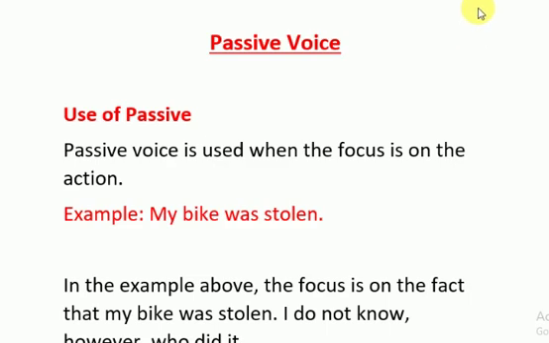So, what do you know about passive voice? We use it when we focus on the action, not the doer. Okay? So, here is an example. My bike was stolen. Did we mention here who stole the bike? No, but rather here the focus is on the action itself, the fact that the bike was stolen.